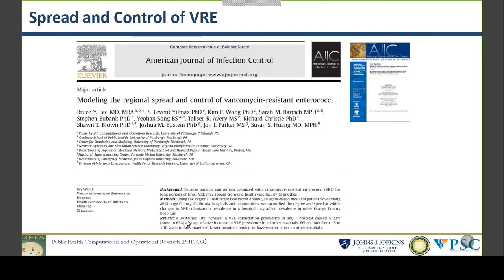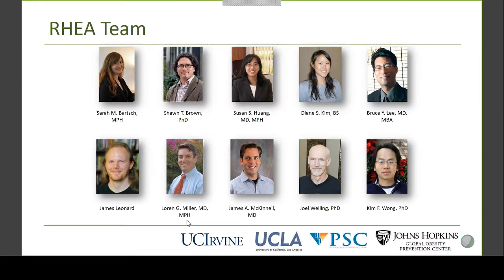We've also looked at other diseases, including VRE, and we also have looked at things like CRE and C. diff as well. This is the team, the RHEA team. It consists of our coordinator, Sarah Barsh, who is at the Johns Hopkins University, who's a longtime collaborator, been with the team for quite a long time.